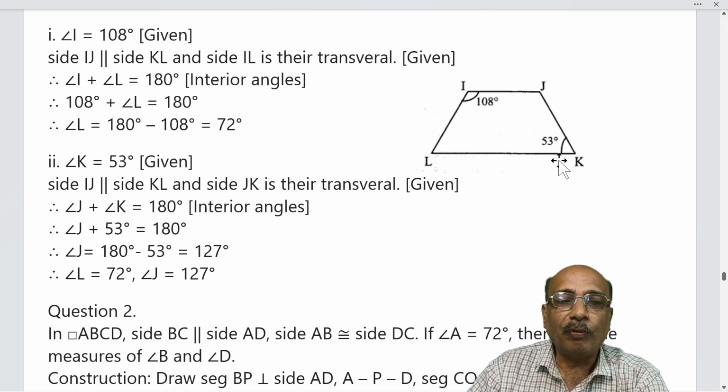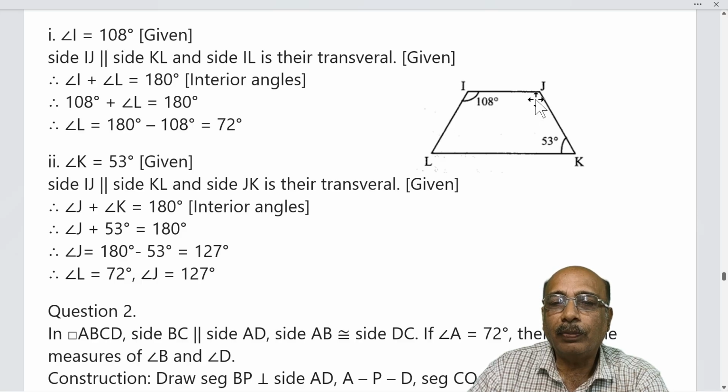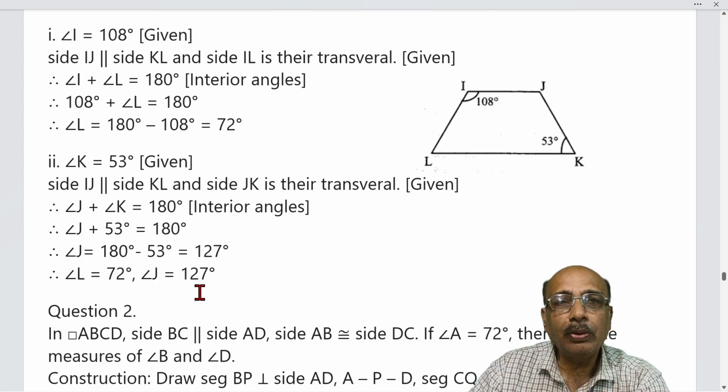Angle K equals 53 degrees, given. IJ is parallel to LK and side JK is the transversal. Therefore, angle J and angle K form interior angles. So, angle J plus angle K equals 180 degrees. Therefore, angle J plus 53 degrees equals 180 degrees. Angle J equals 180 minus 53 degrees equals 127 degrees. Answer: angle L equals 72 degrees, angle J equals 127 degrees.